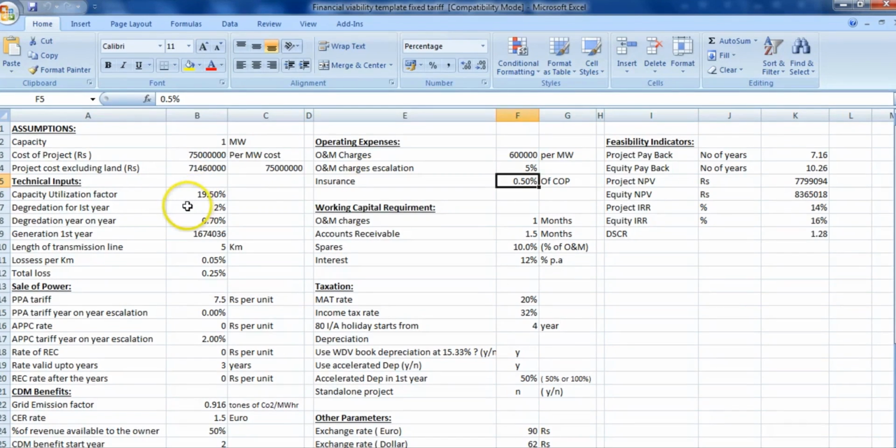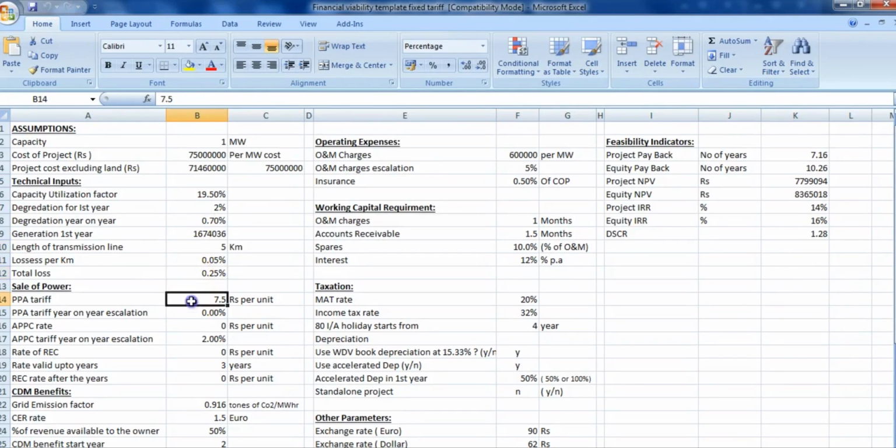Derating factor for the first year, because most of the module manufacturers specify a higher derating factor for the first year. Year on year derating factor from the second year onwards has been considered 0.7%. Thus, generation for the first year is 16.74 lakh units per megawatt. Length of transmission line has been considered at 5 kilometers and a total loss of 0.25%.